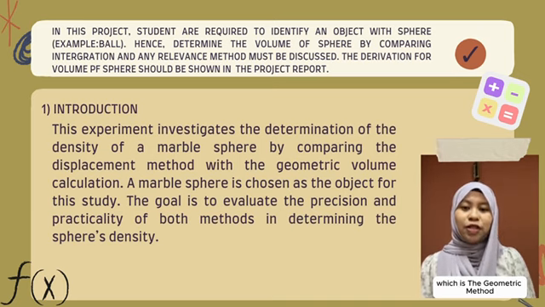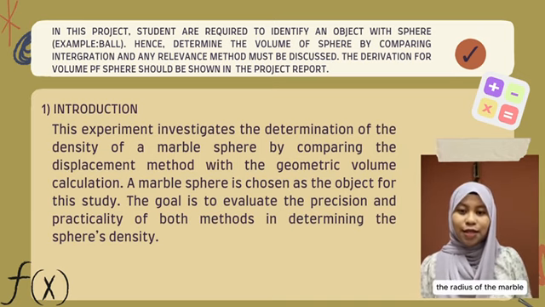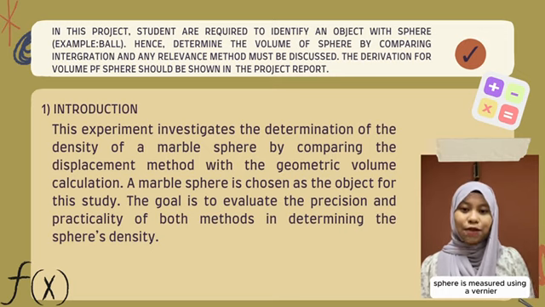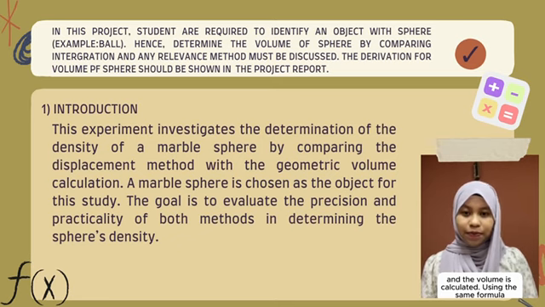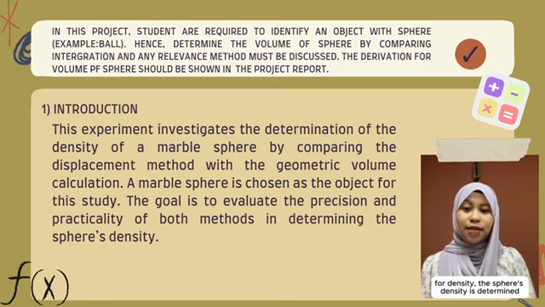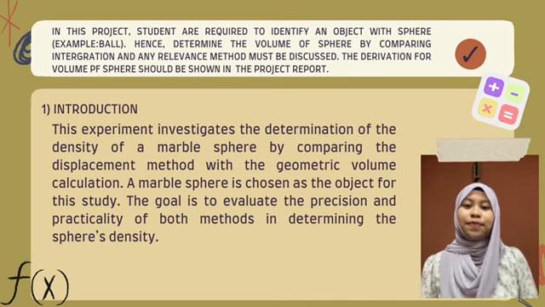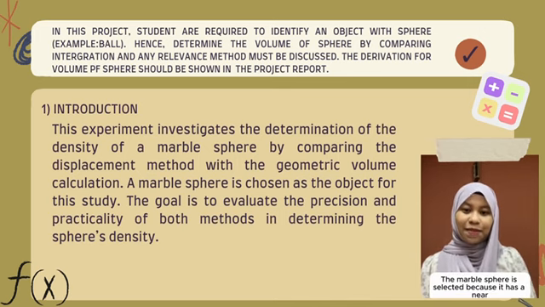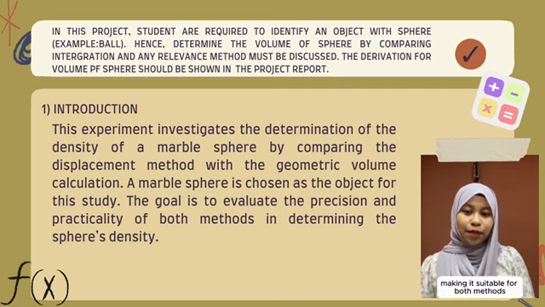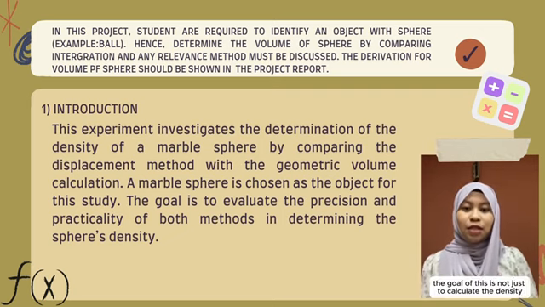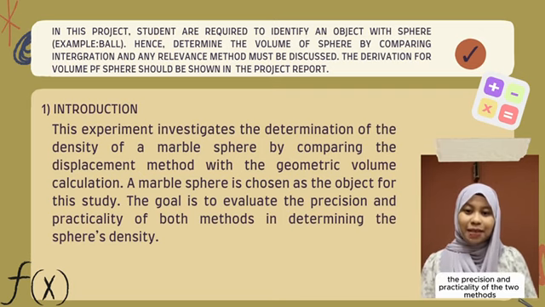Number 2 is the geometric method. The radius of the marble sphere is measured using a vernier caliper or similar tools, and the volume is calculated. Using the same formula for density, the sphere's density is determined. The marble is selected because it has a near perfect spherical shape, making it suitable for both methods. The goal of this is not just to calculate the density, but also to evaluate and compare the precision and practicality of the two methods.